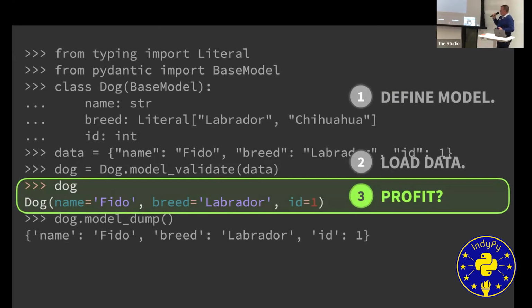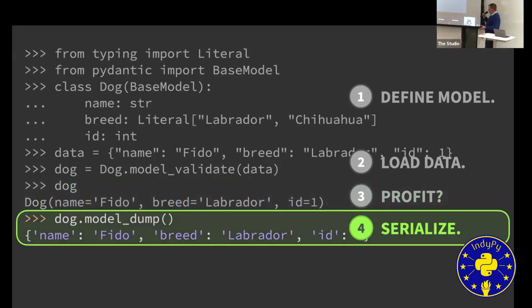Once we've loaded our data in, then we can use it to do whatever it is that we want to do. Maybe we've got a brilliant money-making idea, but in that case, it's moving healthcare data around. So once we get the data into the model, importantly, we can also get it back out of the model using model dump, and that will serialize it to either a Python dictionary or a JSON string.